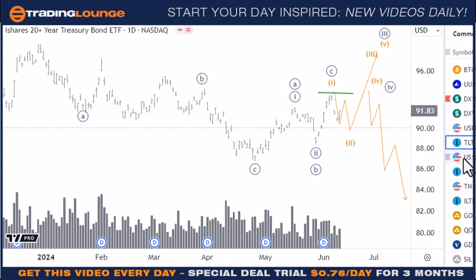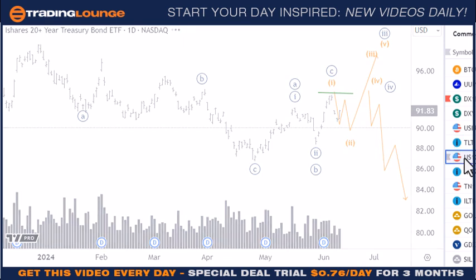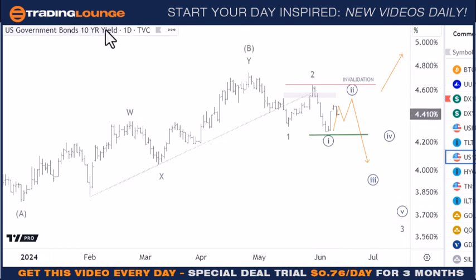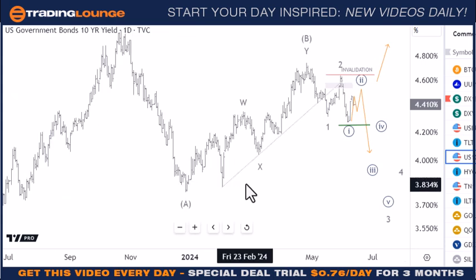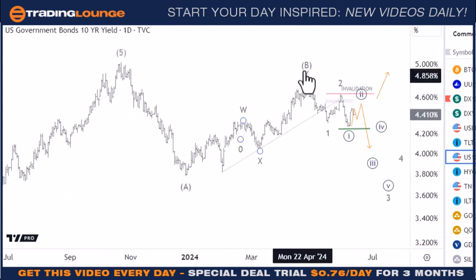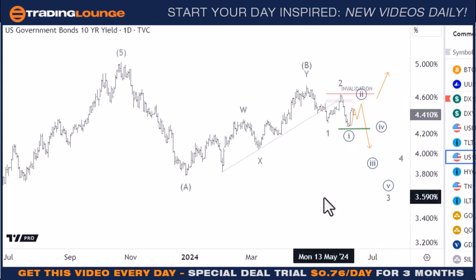then the yields and the dollar are doing the same. So if we look at, they're doing the opposite, same but opposite, same but different. So with the 10-year yields here, we're looking at this coming down as an A and a B and a C wave coming down.